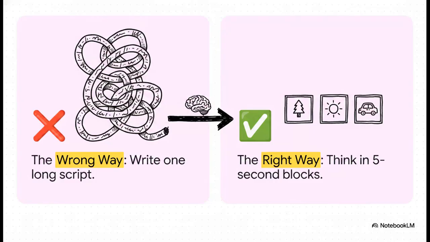Okay, here's the big mistake you got to avoid. Writing one long, continuous script like you normally would. The right way, the AI way, is to think and to write in tiny 5-second blocks. Each little block is its own scene, its own prompt for the AI. This is a fundamental shift in thinking, and it's absolutely key.